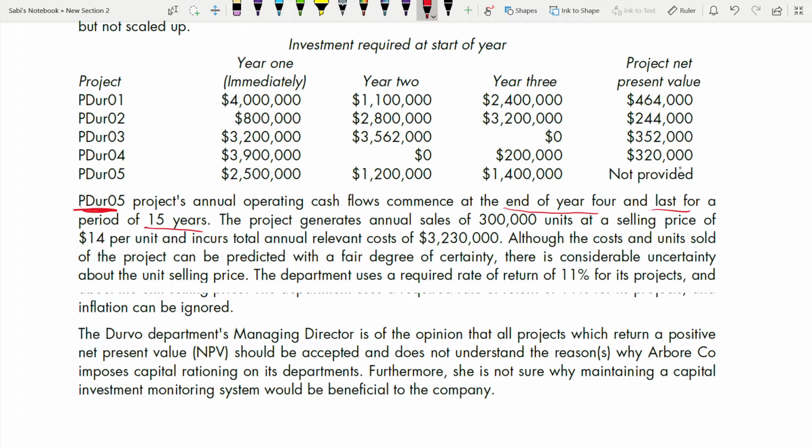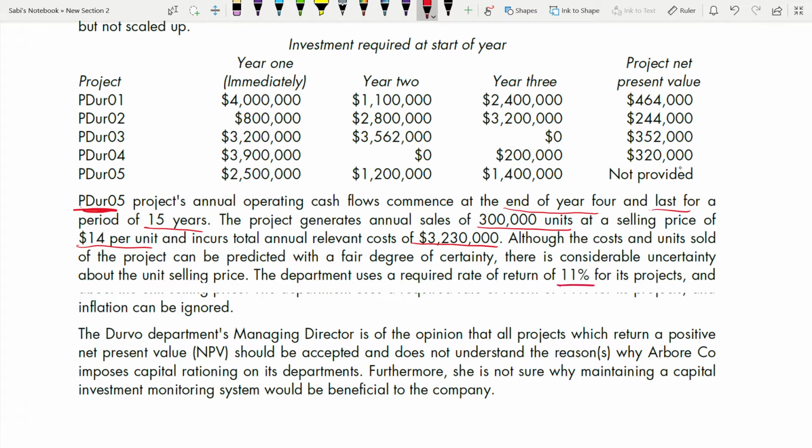The project generates annual sales of 300,000 units at a selling price of 14 per unit. So this is your sales revenue, cash inflow, and it incurs a total annual relevant cost, so this is the annual cash outflow. Although the cost and units sold of the project can be predicted with a fair degree of certainty, there is considerable uncertainty about the unit selling price. The department uses a required rate of return of 11% for its projects, and inflation can be ignored.